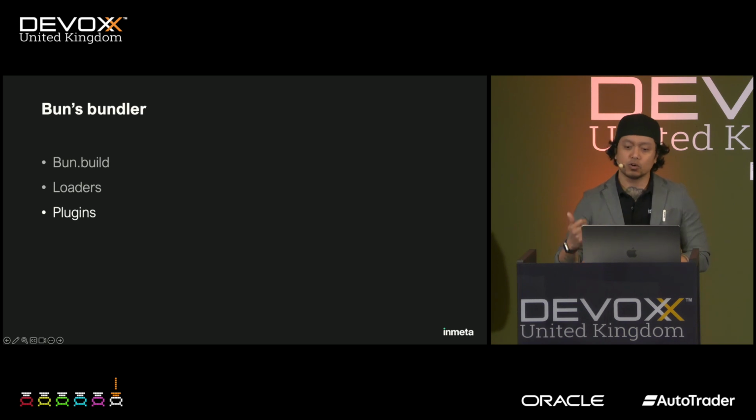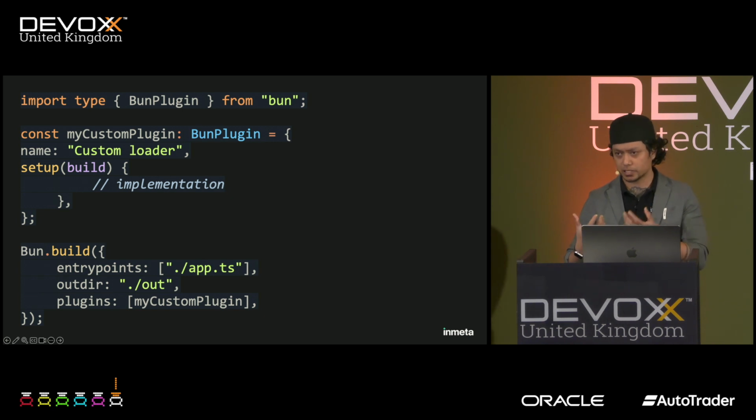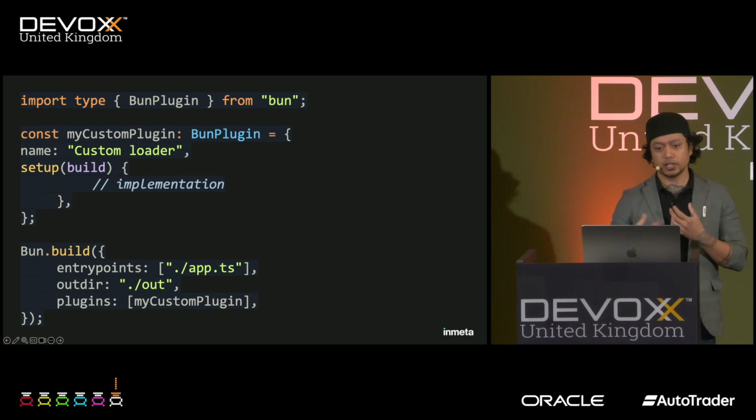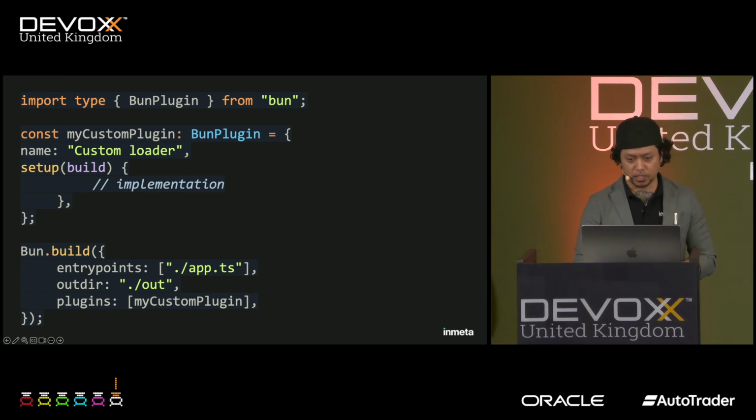Plugins. So you can write your own plugin, for example, something that does CSS extraction, macros, and client-server code collocation. And it looks like this. You can start with this. This is the pattern. This is the API, and this is the type, Bun plugin.